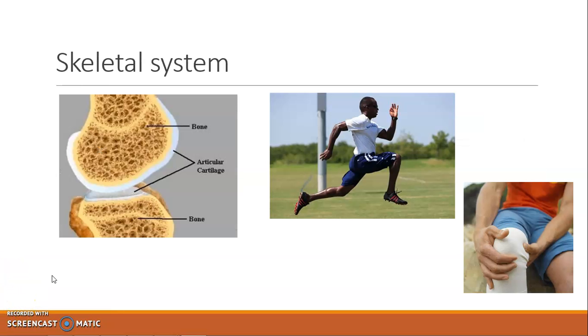Onto the adaptions in the skeletal system. Anaerobic exercise can put stress on the skeletal structure and therefore can cause adaptions to happen in the bone structure. During this type of exercise, there is a large amount of friction and pressure on the joints. The cartilage in the joints prevents the two bones from rubbing on each other. Here, you see we've got articular cartilage.